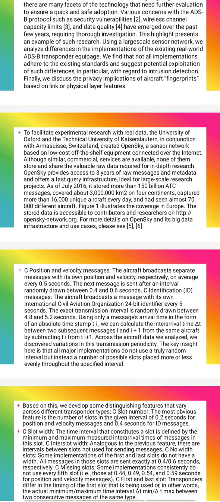To facilitate experimental research with real data, the University of Oxford and the Technical University of Kaiserslautern, in conjunction with Switzerland, created OpenSky, a sensor network based on low cost off-the-shelf equipment connected over the internet. Although similar commercial services are available, none of them store and share the raw data required for in-depth research.